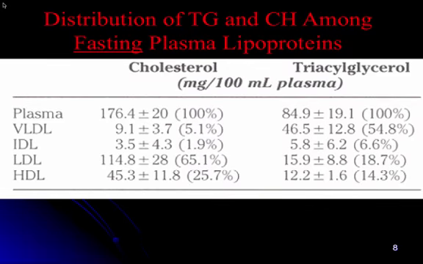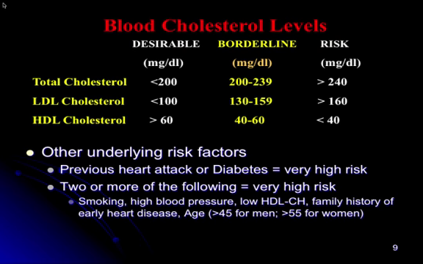In general, though, we want it to be below a certain level, which I have in your handouts. Now, for these desirable levels, we say less than 200 total, less than 100 for LDL, and greater than 60 for HDL. In general, the higher the better for HDL, the lower the better for LDL. Borderline risk: total between 200 and 239, LDL between 130 and 159, HDL 40 to 60.